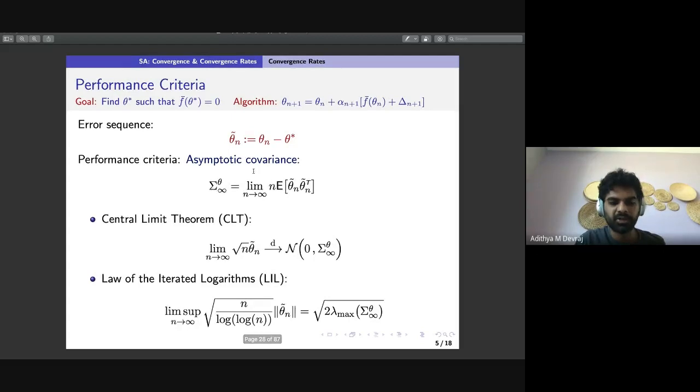And this asymptotic covariance matrix is something that also appears in limit theorems, so the central limit theorem and the law of iterated logarithms. For example, what the CLT says is, for n large enough, this scaled error sequence is distributed according to a Gaussian with mean 0 and this variance sigma infinity theta, which is defined in this limit over here.